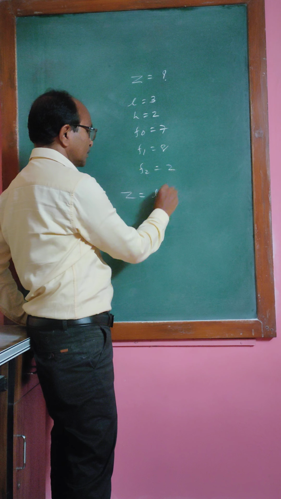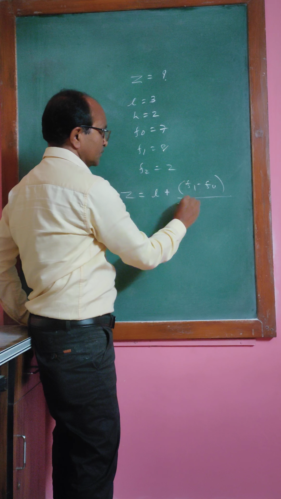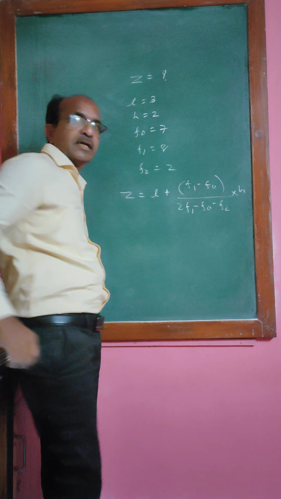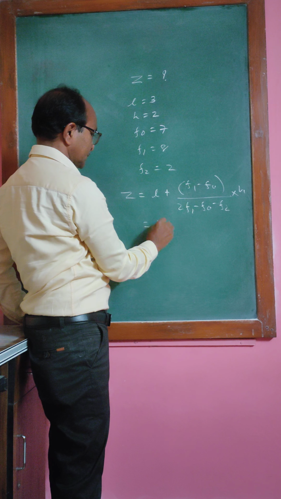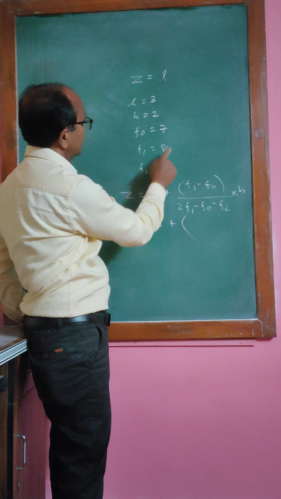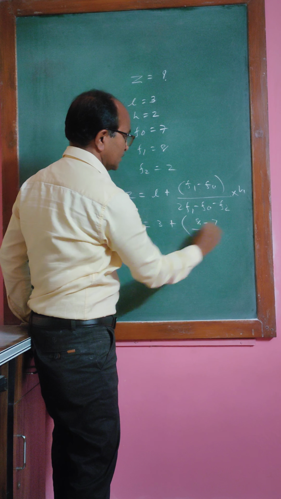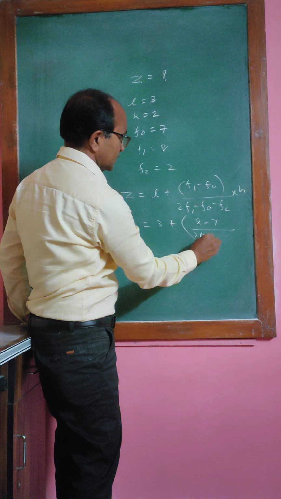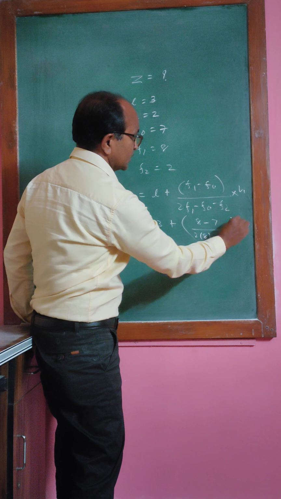Using the formula, mode is equal to L plus F1 minus F0 upon 2F1 minus F0 minus F2, into H. L is 3 plus F1, F1 is 8, minus F0, 7, divided by 2 F1, 2 times 8, minus F0, 7, and F2 is 2, into H.